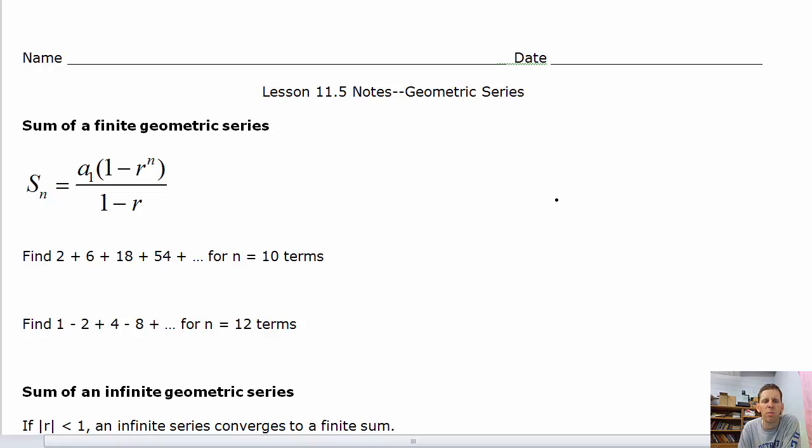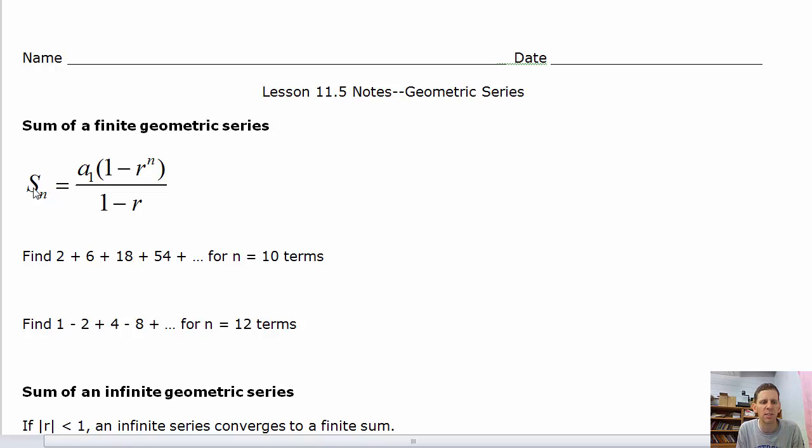When you're working with a geometric series, first of all, there's a difference between having a finite number of terms and an infinite number of terms. A finite number of terms, you kind of see the beginning of the word finish here. In a finite series, there is an established set number of terms. It's going to begin and it's going to end. It's not going to go on forever.